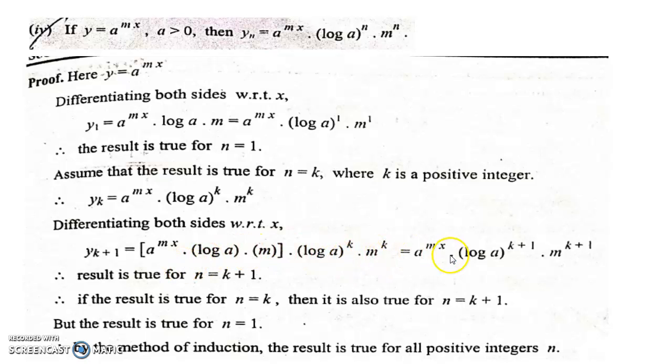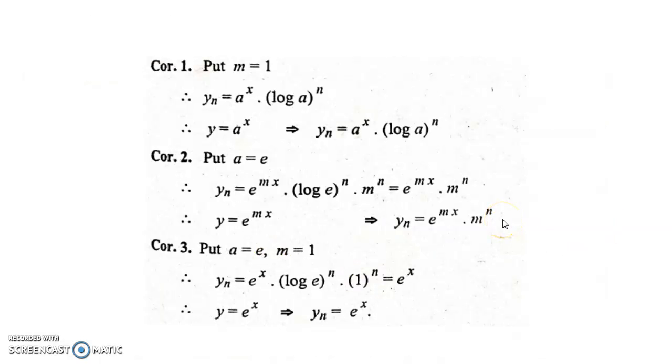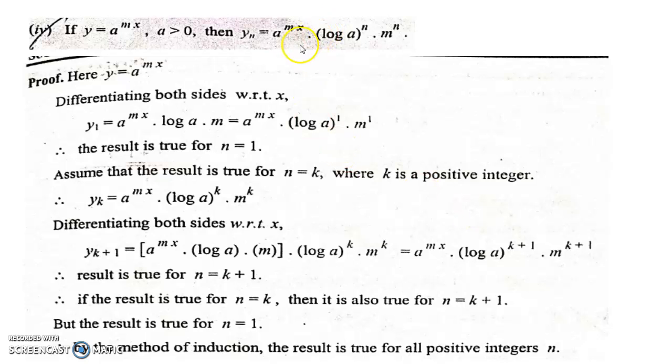Now a to the mx is as it is, log a to the power 1 times log a to the power k, we have log a to the power k plus 1, m to the power 1 times m raised power k, we have m to the power k plus 1. You can compare with this formula that we have, in place of n here and here we have k plus 1 here. So that means the result is true for n is equal to k plus 1. Hence the result is true for all positive integers n.